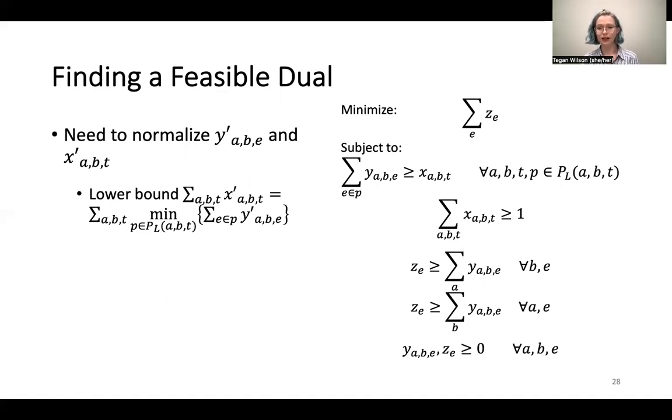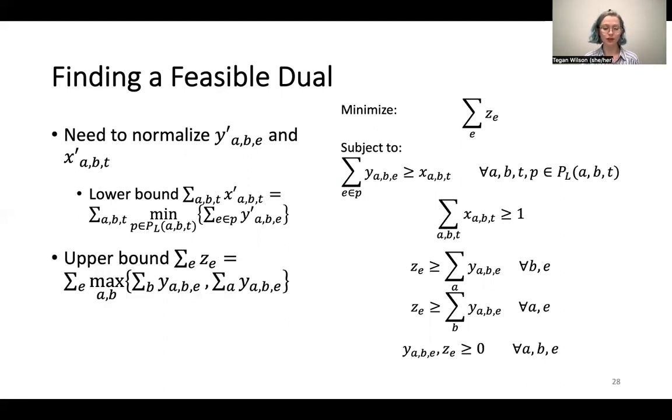Additionally, once we have those normalized versions of the X and Y variables, we'll need to upper bound the sum of all the ZE variables, which is upper bounding the sum of the maximum row column sums of the YABE variables. Now, both of these are looking at sums of Y variables. And we introduce something we call the counting lemma in order to help bound these quantities, which has a very natural statement I'm going to present to you now.